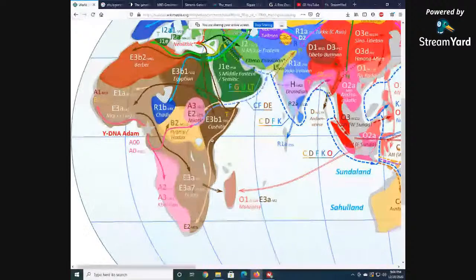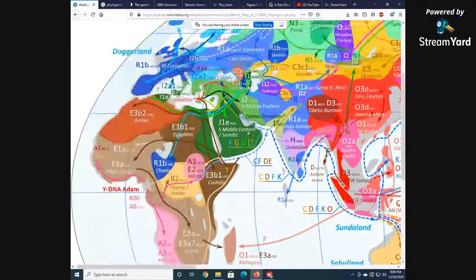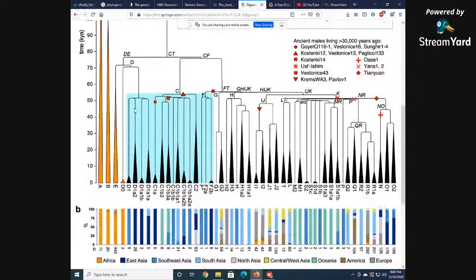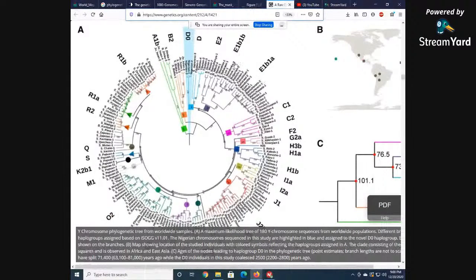But this is good because it identifies the CY chromosome as being from the same family tree as the E3. But they are afraid. They're afraid to put the E3 into these diagrams here, because the E3 will show that the D came from the E3 and the C came from the E3. That's why they're not showing the E3.